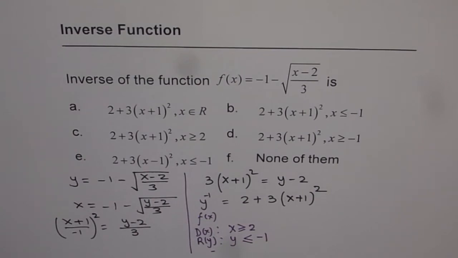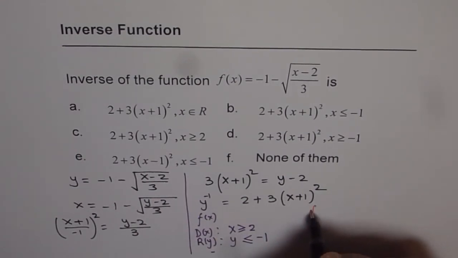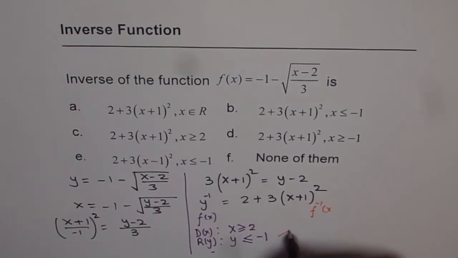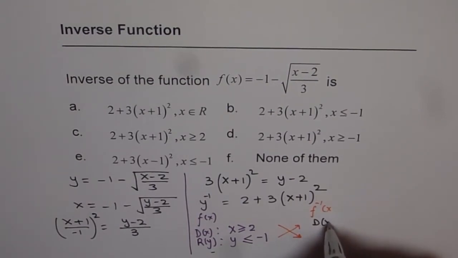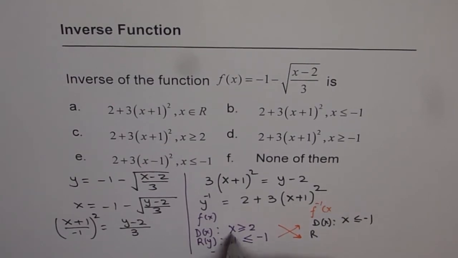Now when you are considering the inverse of a function, right? So for f inverse, things interchange, right? So for the inverse, what should be the domain? The domain for the inverse should be x less than or equal to minus 1, and the range will be y greater than or equal to 2, right? So for the inverse, it swaps. So it's y greater than or equal to 2.